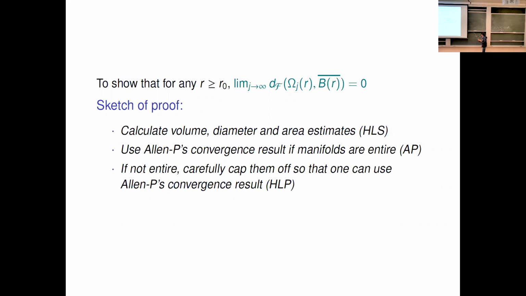What happens if the manifold is not entire? Then we no longer have this diffeomorphism. So what we are going to do is cap the manifolds off. So again, we put a long cylinder, and cap them off.